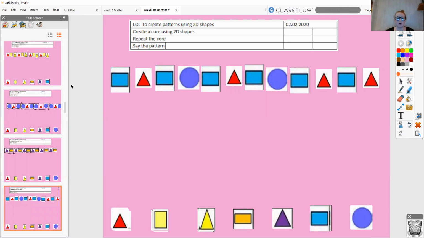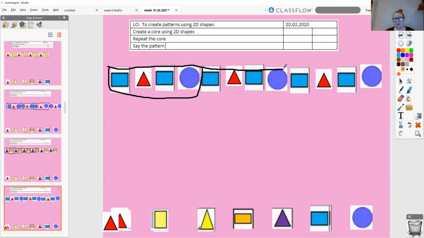Is that correct? So my core is blue square, red triangle, blue square, blue circle. Blue square, red triangle, blue square, red triangle. Oh, does that look correct? Does that look like the rest of the pattern? No, that should be a blue circle. So I can see that my cores are blue square, red triangle, blue square, blue circle, each one repeated. Those are my cores. Fantastic.